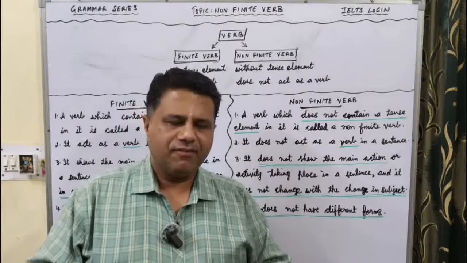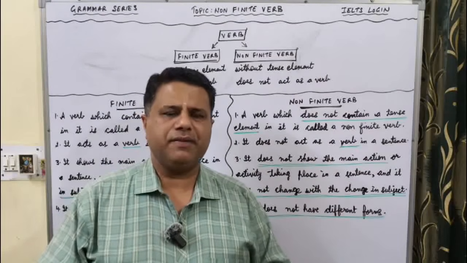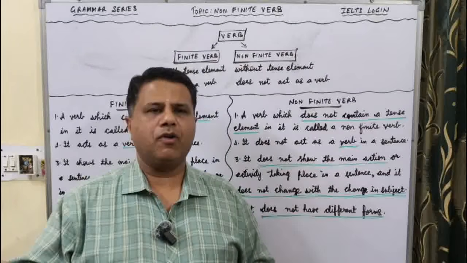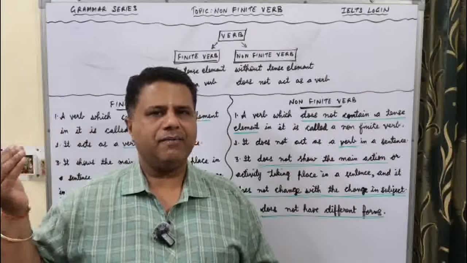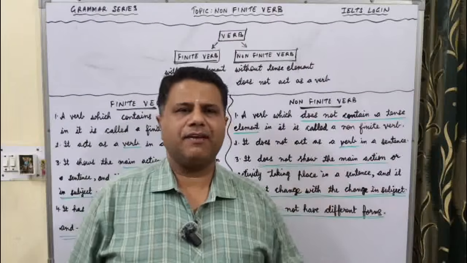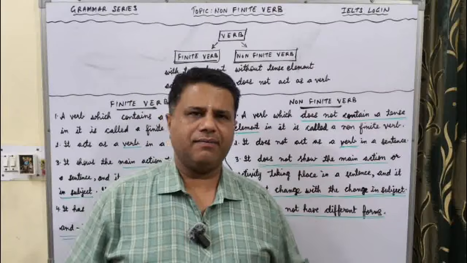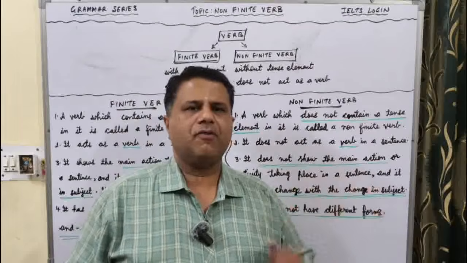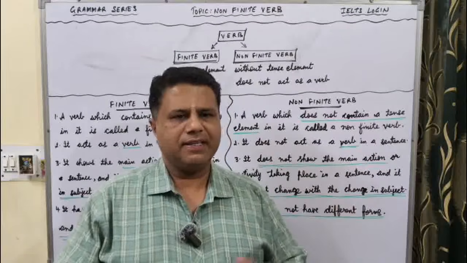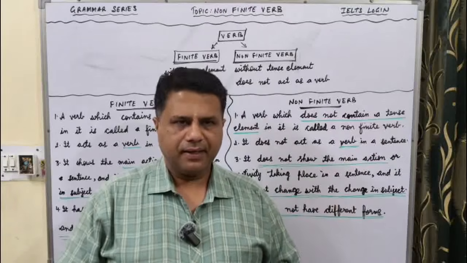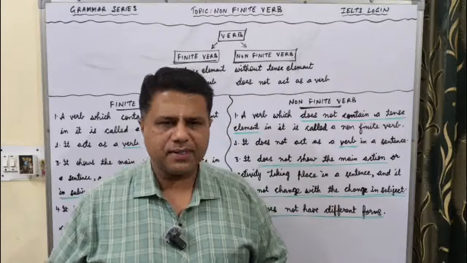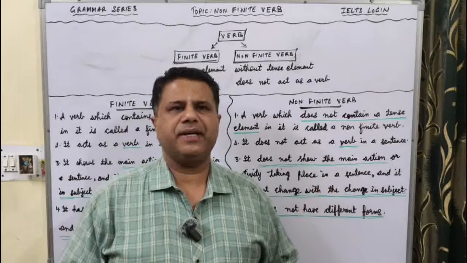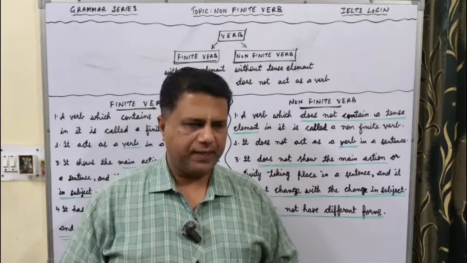We have done the distinction between finite and non-finite verb on the basis of four aspects or four parameters. One, a finite verb has a tense element, a non-finite verb does not have a tense element. A finite verb acts as a verb, a non-finite verb does not act as a verb. A finite verb changes if we change the subject. A non-finite verb does not have any difference whether you have a singular subject or plural subject. A finite verb can have different forms, but a non-finite verb cannot have different forms. This is the difference between finite and non-finite verb.